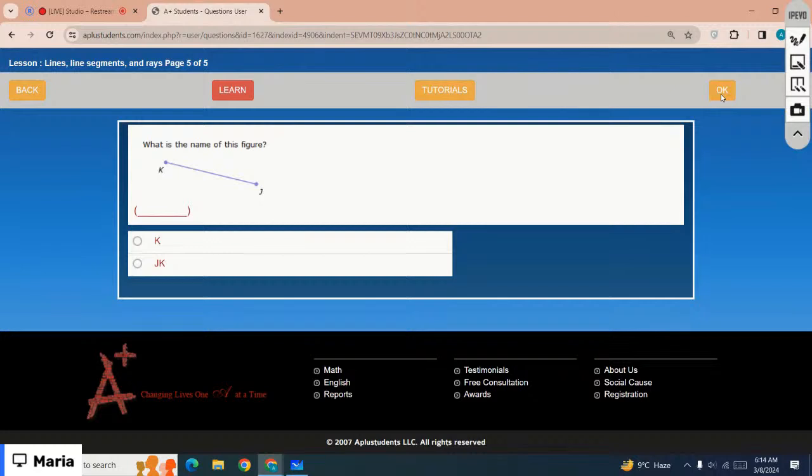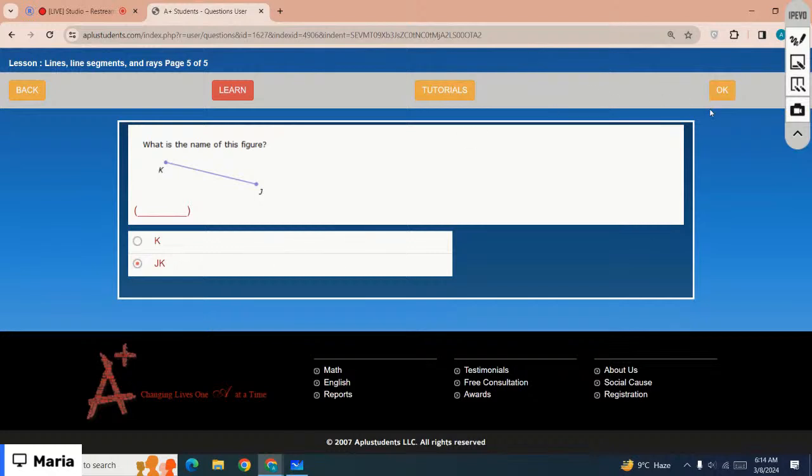Now look at this one. What is the name of the figure? You are given K and JK. So K is not the name of the figure, because the figure has two endpoints. They are JK. Option number two is the correct option. Got it? That is JK.